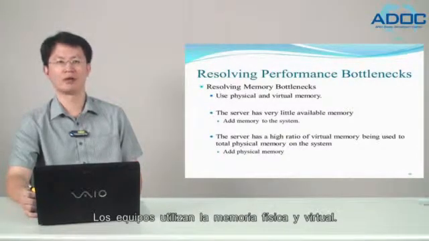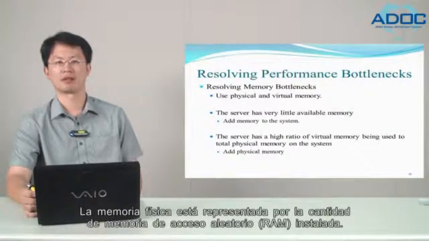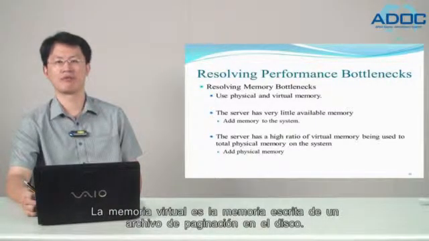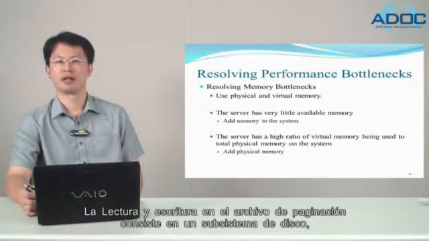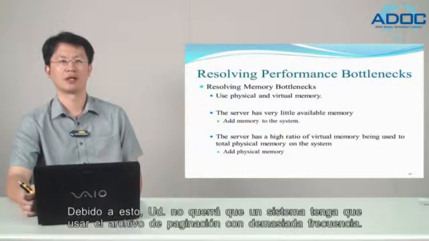Computers use both physical and virtual memory. Physical memory is represented by the amount of random access memory installed. And virtual memory is memory written to a paging file on disk. Reading from and writing to the paging file involves the disk subsystem, and it is much slower than accessing physical memory. Because of this, you don't want the system to have to use the paging file too frequently.